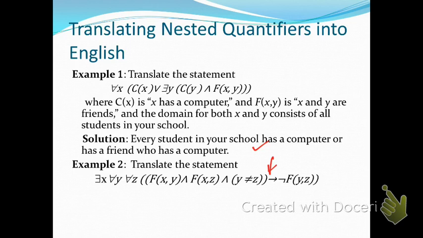So let's read this. There is a student X that for all students Y and Z, if X and Y are friends, and X and Z are friends, and Y and Z are not the same person, then it is not the case that Y and Z are friends. What is that saying in English?